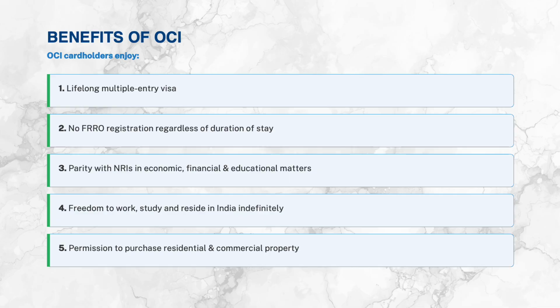Parity with NRIs in economic, financial, and educational matters. So OCI holders receive treatment similar to non-resident Indians in many areas. So NRIs means non-resident Indians, meaning Indians who are actually Indian citizens but do not reside in India. They have a lot of benefits, right? They get admission to educational institutions. Okay, they can even study in Nagaland, OCIs, right? And they can open bank accounts, right, like NRIs, and they can have access to financial and economic opportunities like investing in the stock market, mutual funds, and so forth.